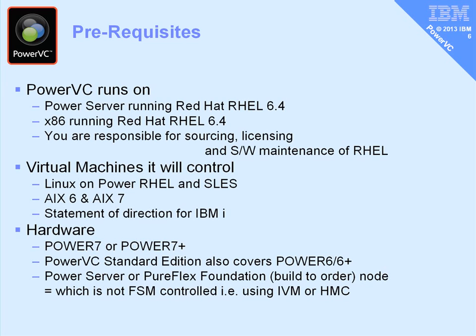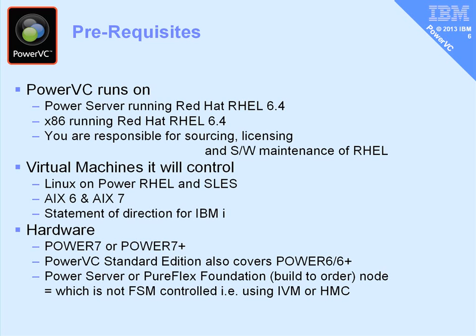You are responsible, as far as I can work out at this point, for sourcing the copy of Red Hat 6.4, licensing it, and software maintenance. You then just add the PowerVC package on top of that. The virtual machines it will control are Linux on Power, Red Hat and SUSE, AIX 6 and 7, and there's a statement of direction for IBM i.